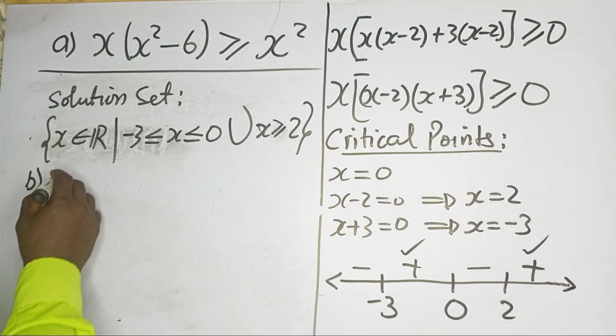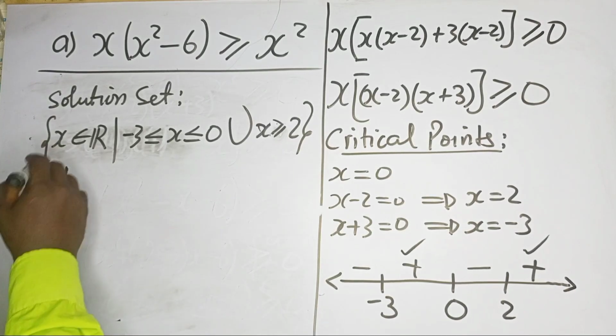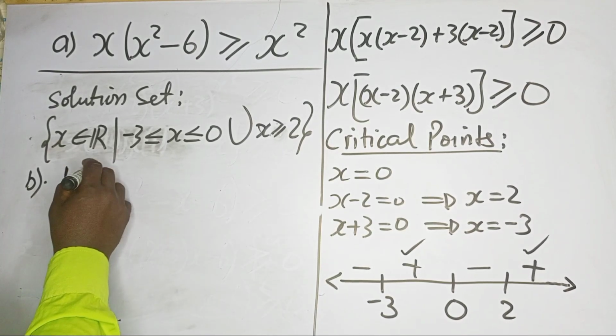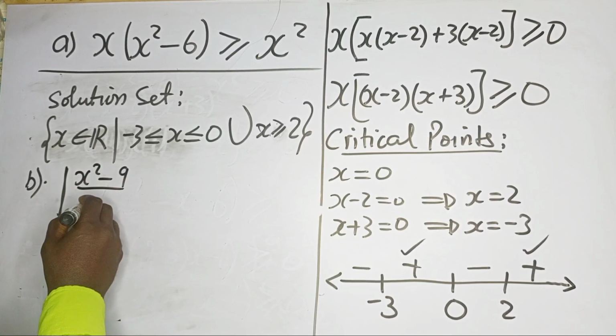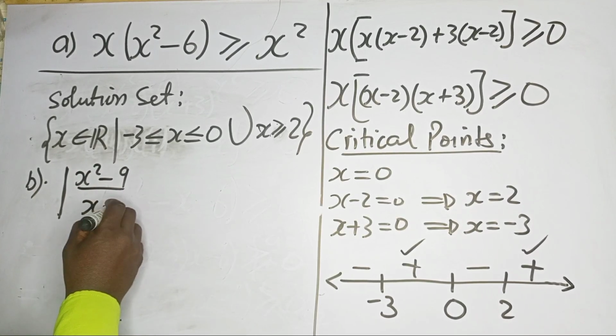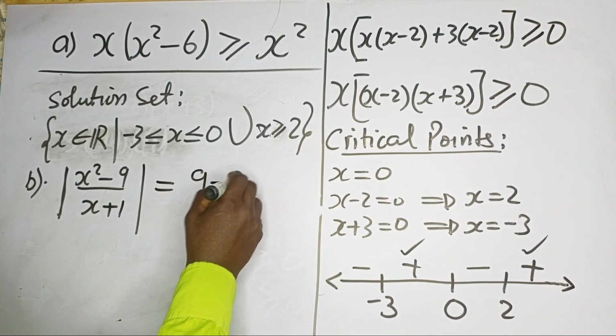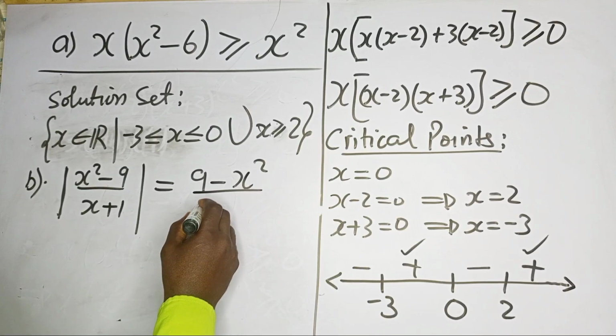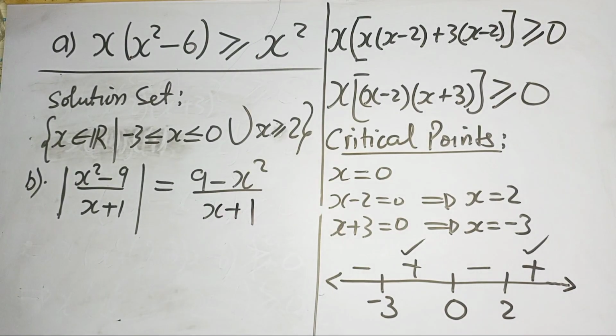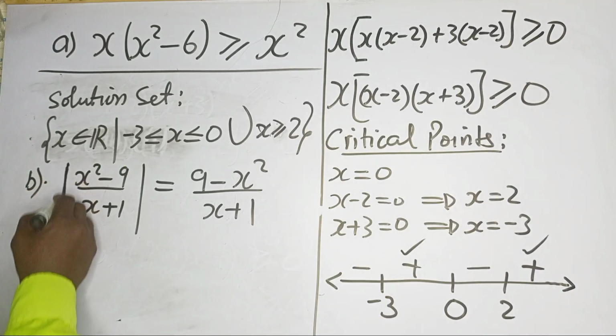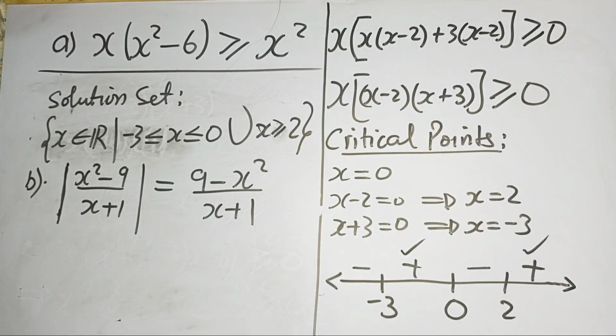The second question says we should find the solution set of this absolute rational expression: the absolute value of x squared minus 9 all over x plus 1 equals 9 minus x squared all over x plus 1. Okay, we should find the solution set of this absolute value equation. Now, how do we proceed when we have this type of equation? We'll have to recall our definition.